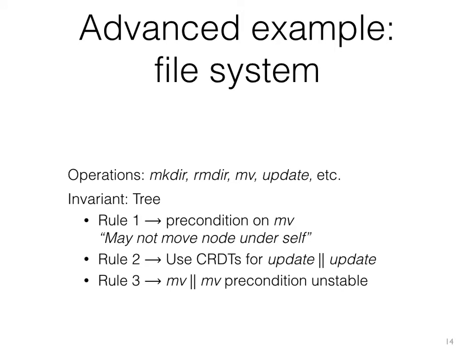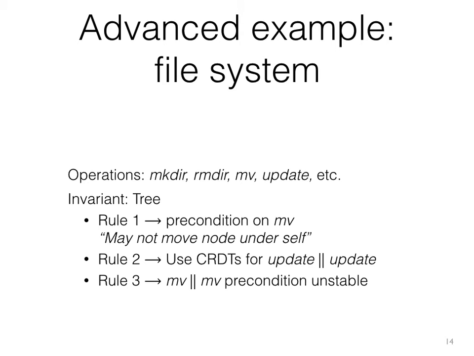Okay, now let's consider a more complex example, a file system. We consider operations to create, remove, move files and directories, and file updates. The invariant is that the directories form a tree. Now, to ensure this invariant in a sequential execution, we apply rule 1, and this shows that move may not move a directory under itself. So we add the corresponding precondition.